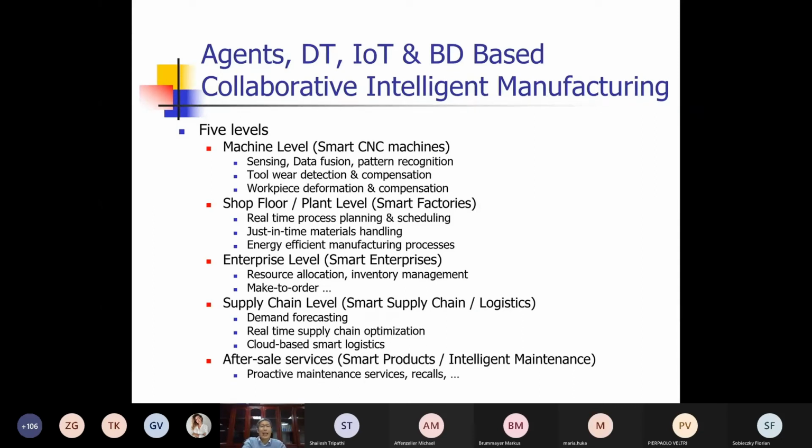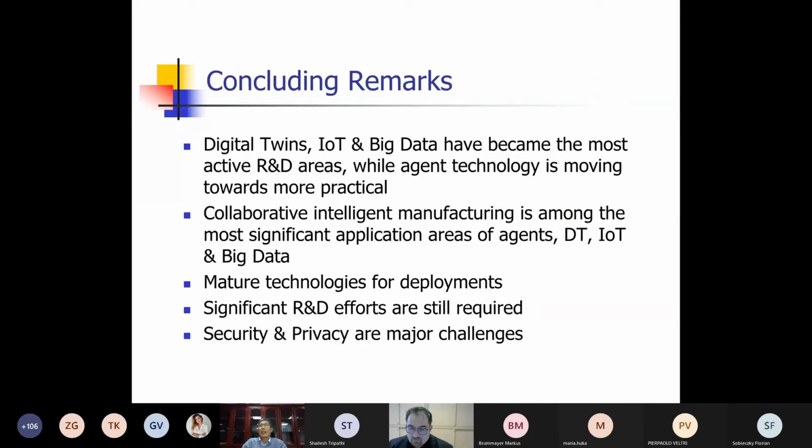I think I'm running out of time today, so I'm going to finish with my last slide on the conclusion remarks. Emerging technologies like digital twins, the industrial internet or Internet of Things, and big data have become the most active R&D areas today. In fact, I call them technologies that bring new life to artificial intelligence and to agent technology. Some people could say we have a new AI, but in fact I don't see a new AI. I see that technologies like the digital twin, IoT, and big data really bring new life to artificial intelligence, to distributed artificial intelligence, and of course to agent technology. Then this technology is moving to be more practical. So collaborative intelligent manufacturing is an application of the technology I just mentioned, and is among the most significant application areas for this kind of technology.